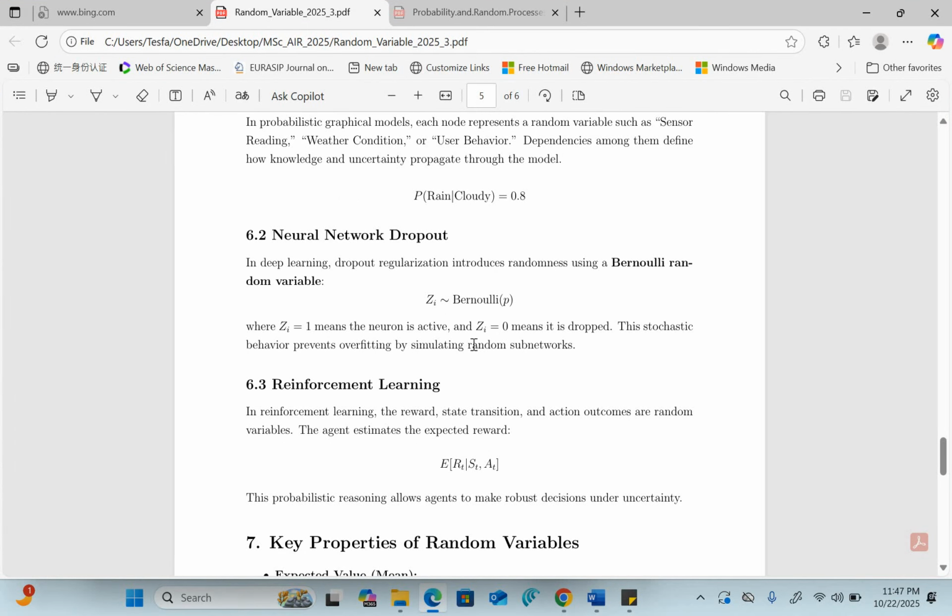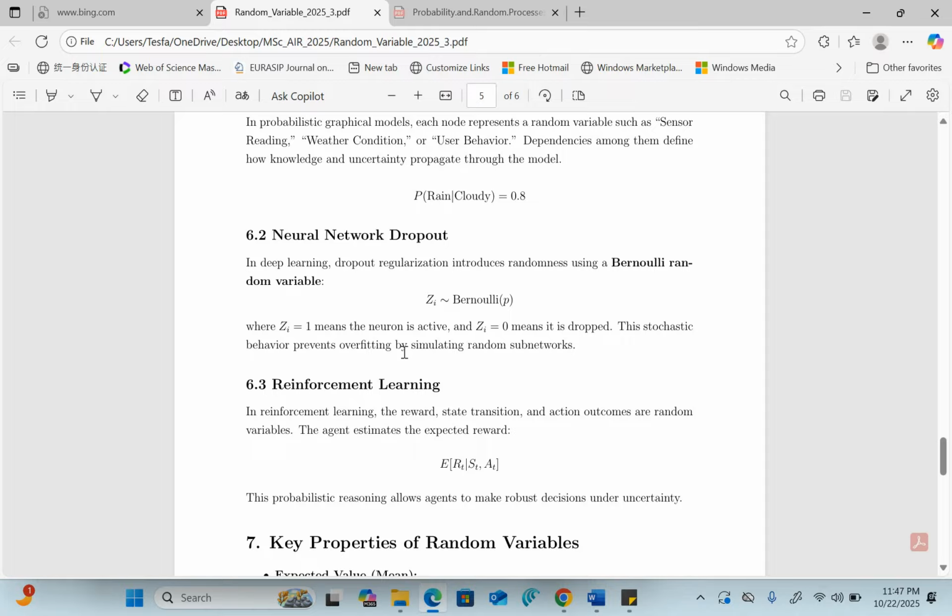So another issue is neural network dropout. This is very clear in the Bernoulli distribution, where every trial has its own outcome, and every outcome of that trial is assumed to be independent. And in this case, again, the outcome is assumed to be binary. That means Z equals 1 means the neuron is active.